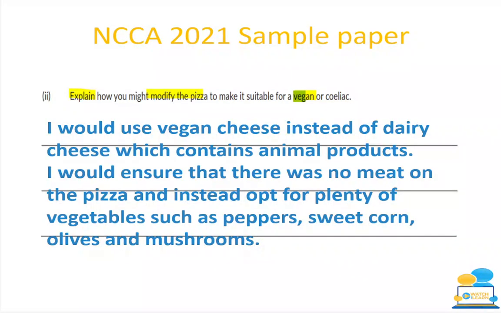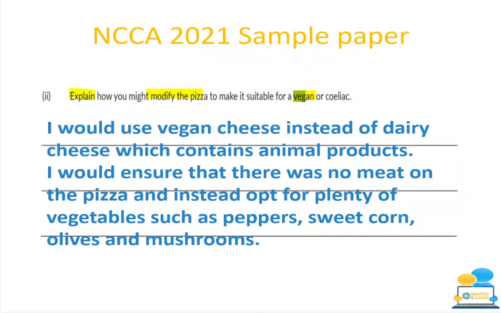It says modify the pizza. I'm going to highlight that. Modify means to change something. I know that I'm talking about pizza now, which is important, and I can choose vegan or celiac. So for the case of today's session, we will be looking at vegan, so therefore I will highlight vegan. But if you did answer the question and you did a full description of a vegan pizza and a celiac pizza, you'd then be marked out of whichever one you got full marks for.